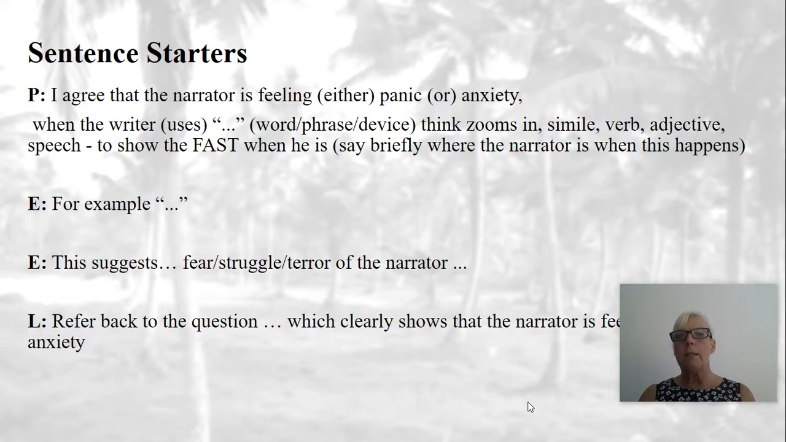When Eccles is, say briefly where Eccles is, so it could be a narrator, it could be a character, is when this happens. Then you could have a for example, this suggests. So what does it suggest? This is your evaluation. This is your attempt at commenting. Try and make it as clear as you can. Does it show fear? Does it show a struggle? Is it terror? What is it showing? And then remember to link back every point you make to the focus of the question, which clearly shows that the narrator is feeling anxiety or whatever. Right, so you want to have a go at doing that.